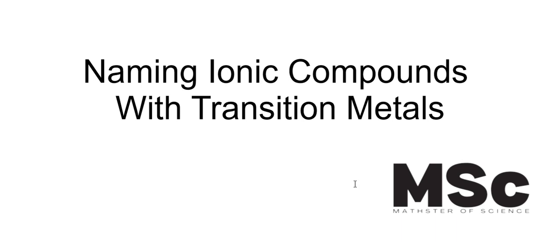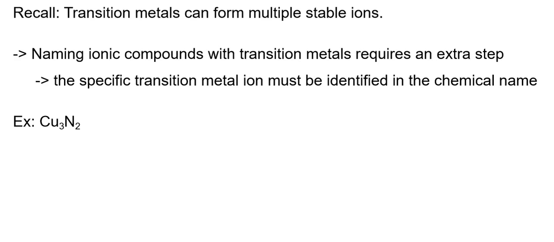In this video, we're going to be looking at naming ionic compounds with transition metals. In order to start this out, we need to recall that transition metals can form multiple stable ions. That's what makes them unique and different than other elements in the periodic table. So when we name ionic compounds with transition metals in them, it requires an extra step.